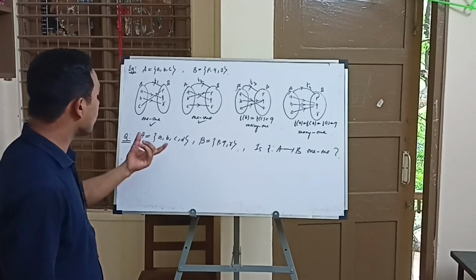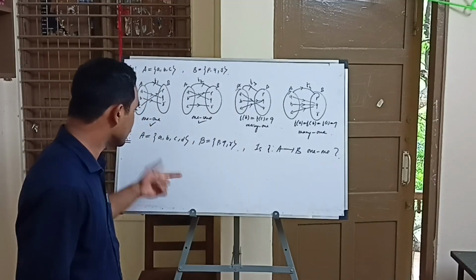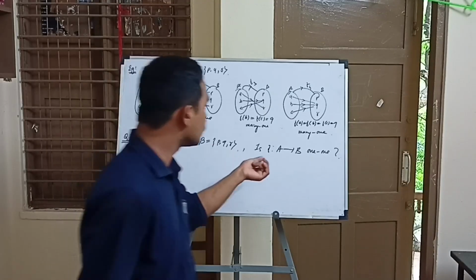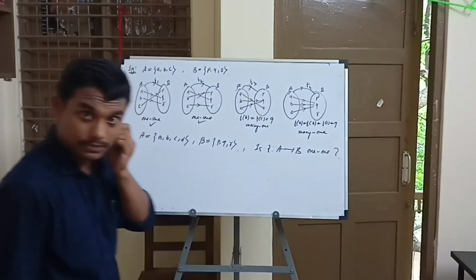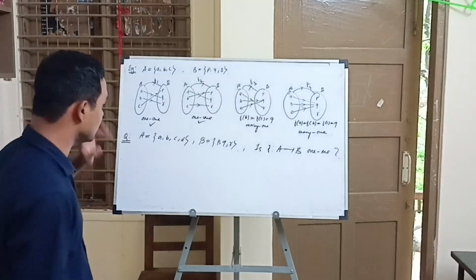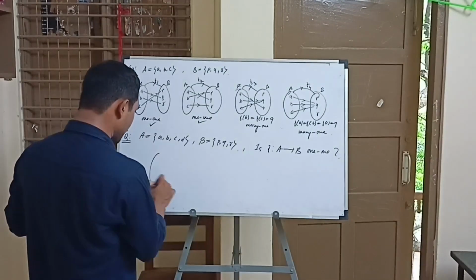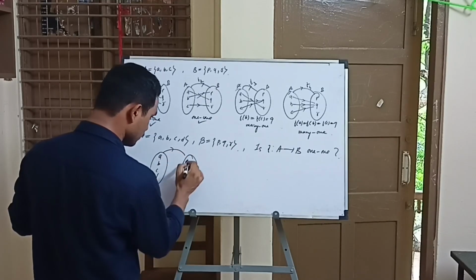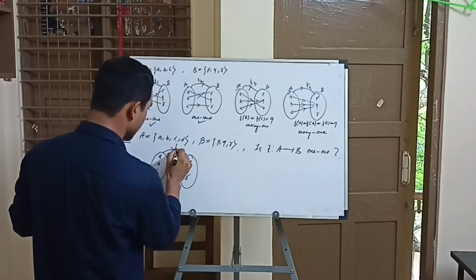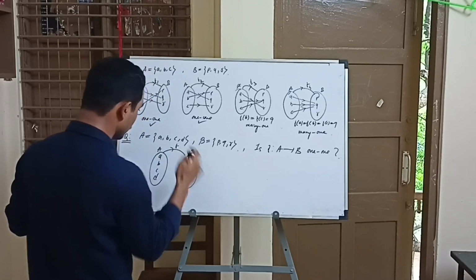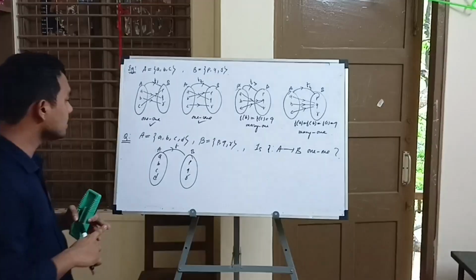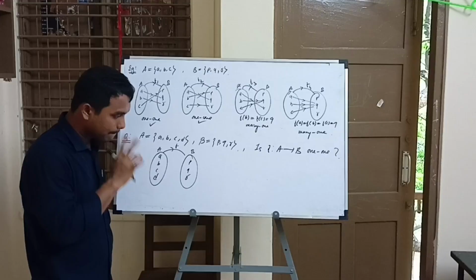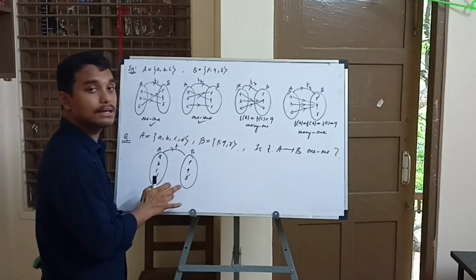I have questions for all. A is a set of 4 elements a, b, c, d. B is a set of 3 elements p, q and r. Is the function f from A to B one-one? This is my question. See, this is not one-one, this is a many-one function. Why is this a many-one function? Let me explain. The definition of one-one is what? Any distinct elements of A should have distinct images in B.